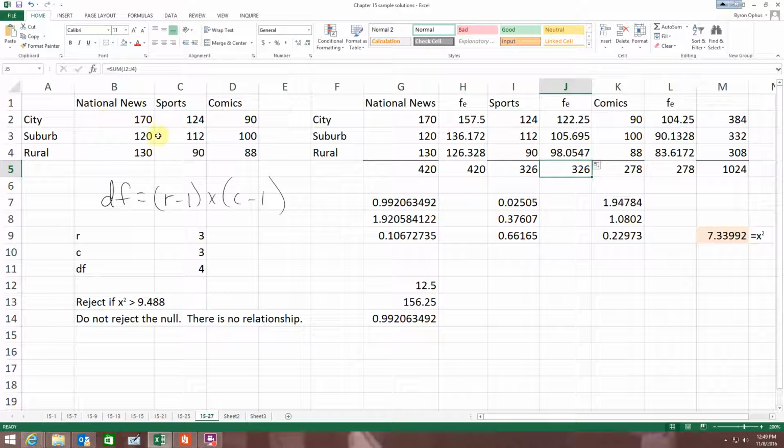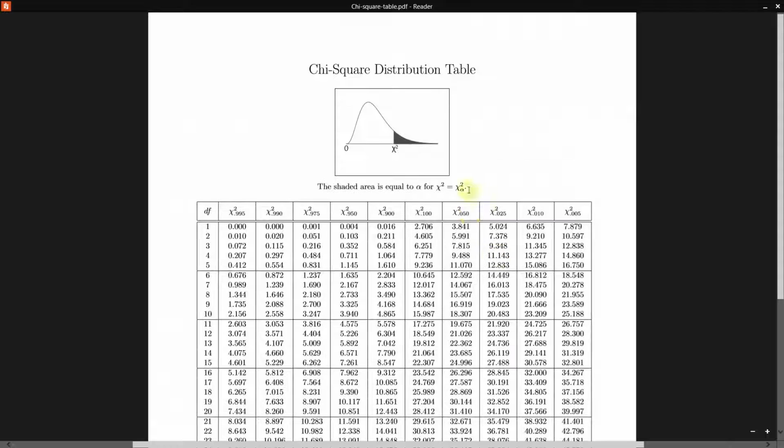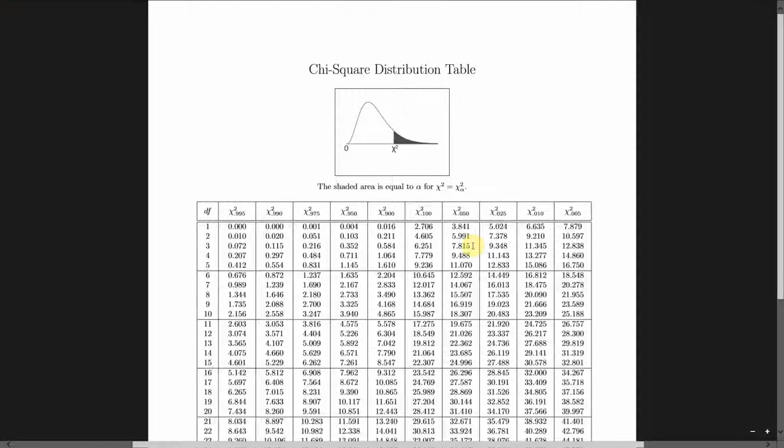So we've got 3 rows and 3 columns. So I've got 3 minus 1 times 3 minus 1, or 2 times 2. So my degree of freedom then is 4, right? And so I've got a degree of freedom of 4, and my 0.05 is my significance. Let's go see what my chi is then. 0.05 with 4 degrees of freedom comes up with 9.488.